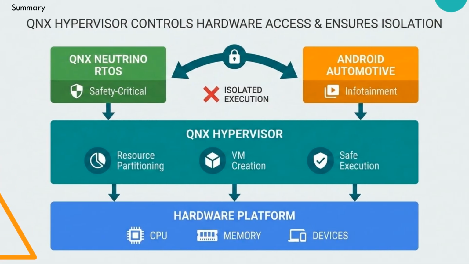The QNX hypervisor controls everything between hardware and operating systems. It divides CPU, memory, and devices, creates isolated virtual machines, and ensures safe and predictable execution. This allows systems like QNX and Android Automotive to run together on the same hardware without interfering with each other.